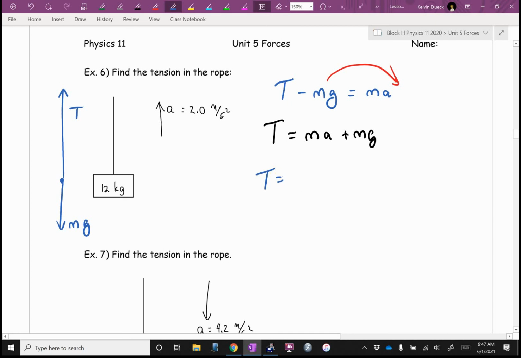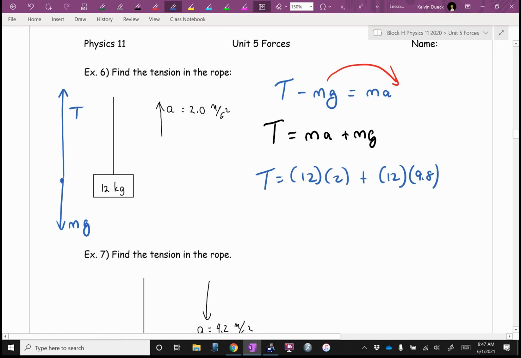What's m? The question told us somewhere. 12. What's a? Plus, what's m? What's g? We don't put in a negative 9.8. We took care of our negatives and positives with our winner minus loser setup. That took care of all the signs. So g is just going to be 9.8.